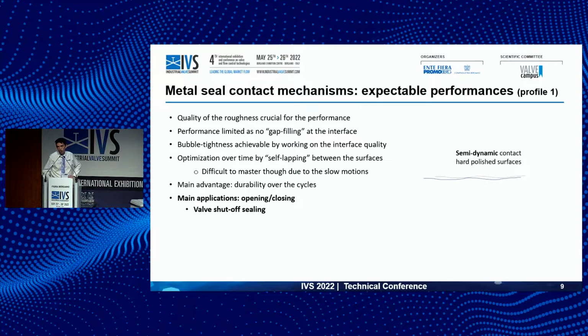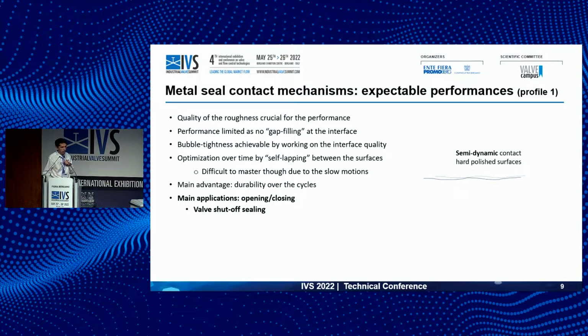So what are the expectable performance that we can reach? If we have a look at the first mechanism, which is hard versus hard, the quality of the roughness is crucial for the performance. It is something well known, by the way, by the valve manufacturer. For example, for the triple offset butterfly valve, when you are working with massive metal seal, it's typically what you do. You don't have any spring back, but you are really going to play with the quality of the seal and of the counterface. The performance, of course, is limited because there is no gap filling of the interface. You have still these small holes which remain.